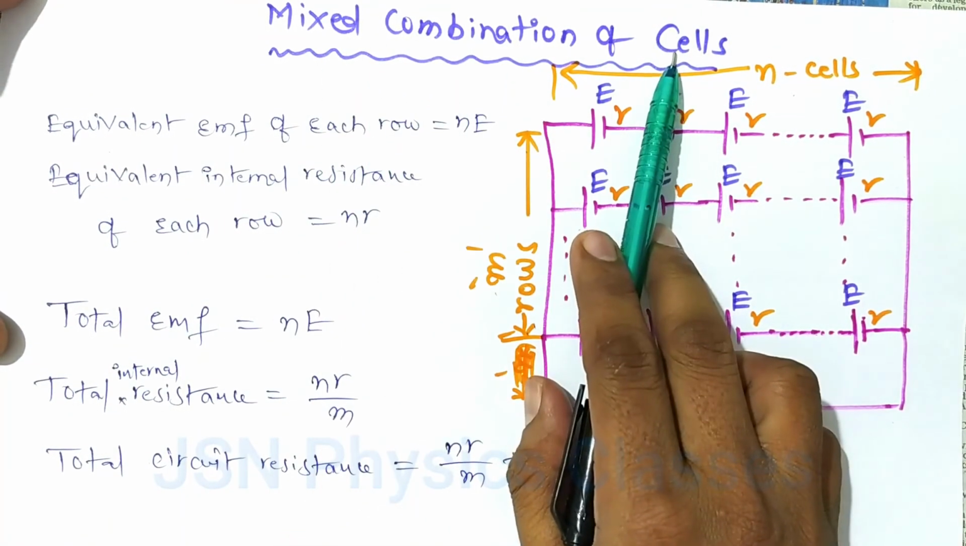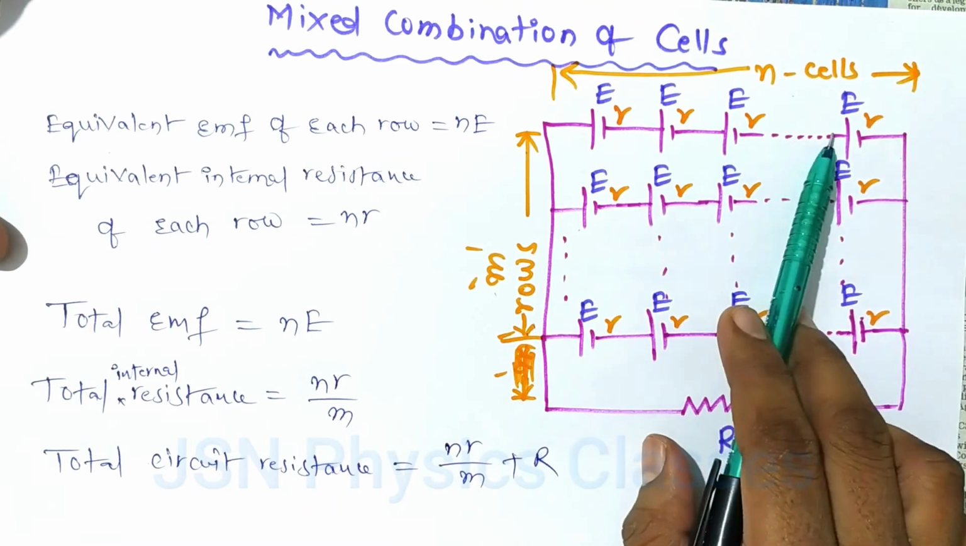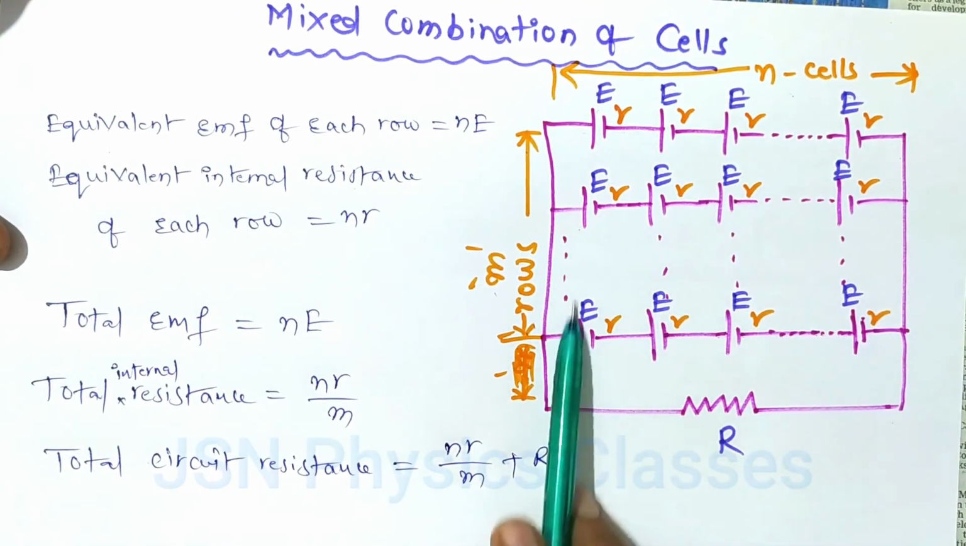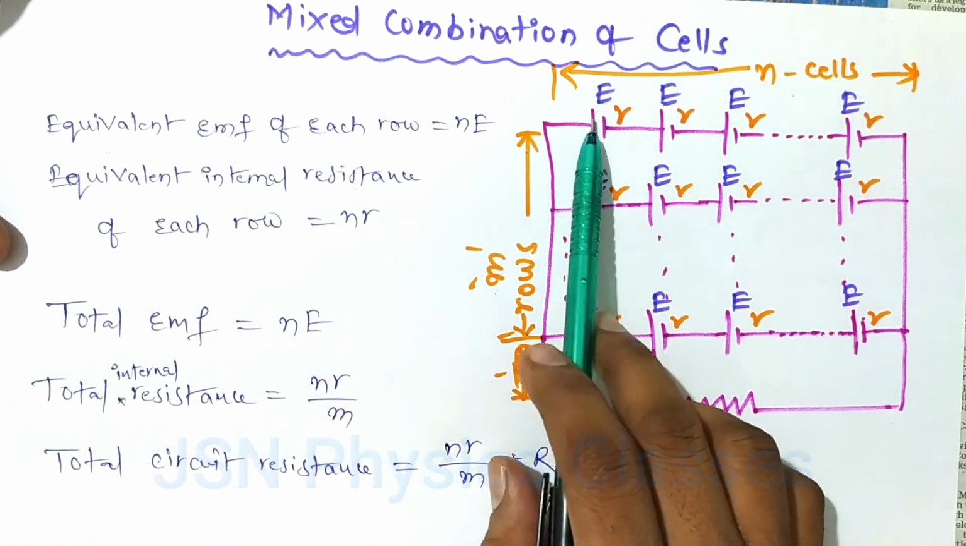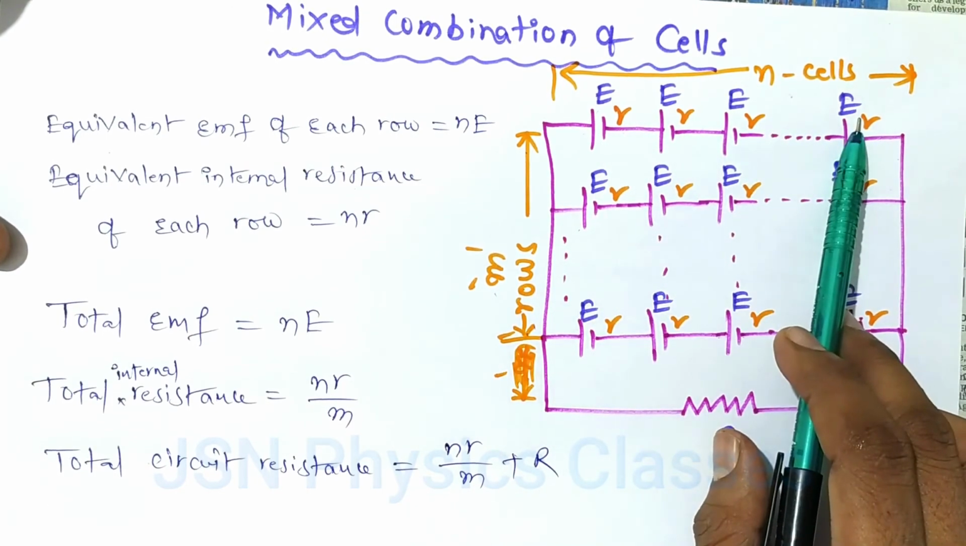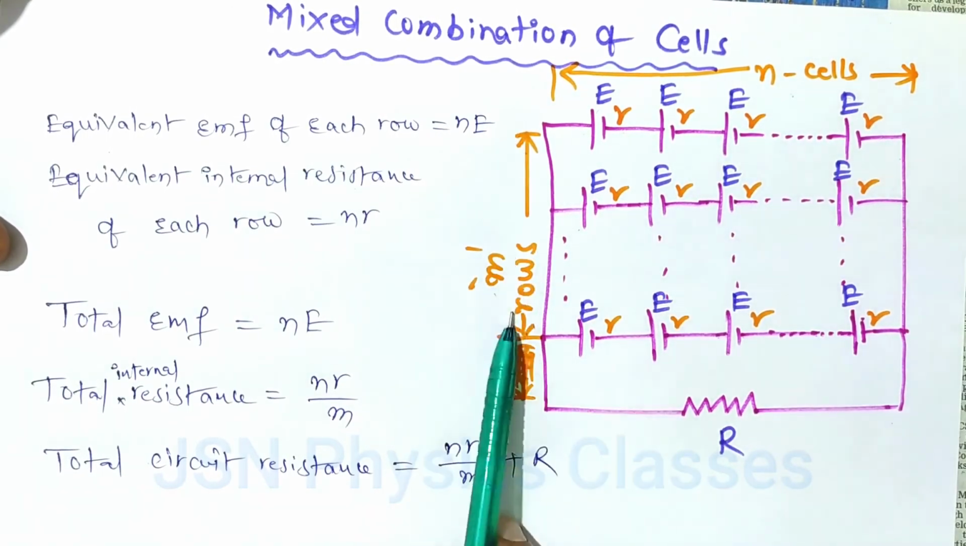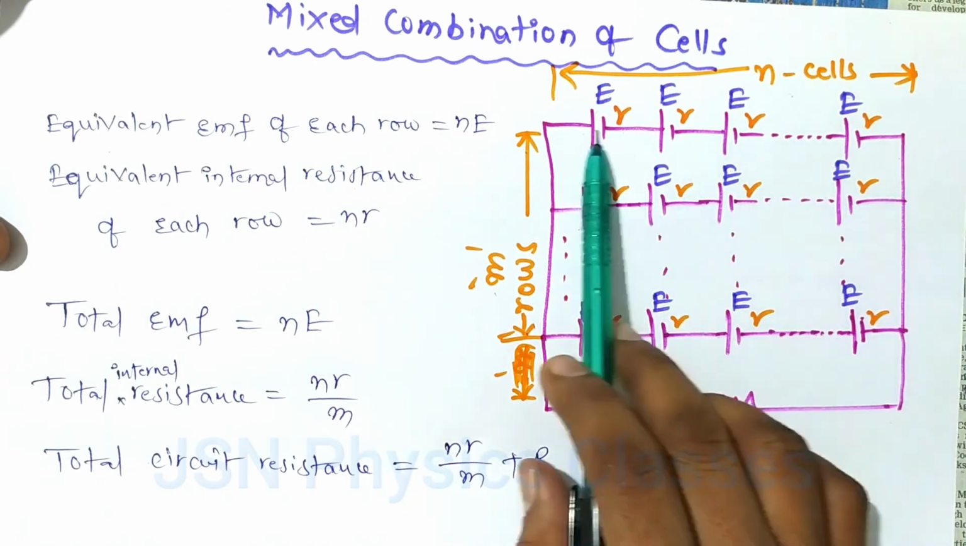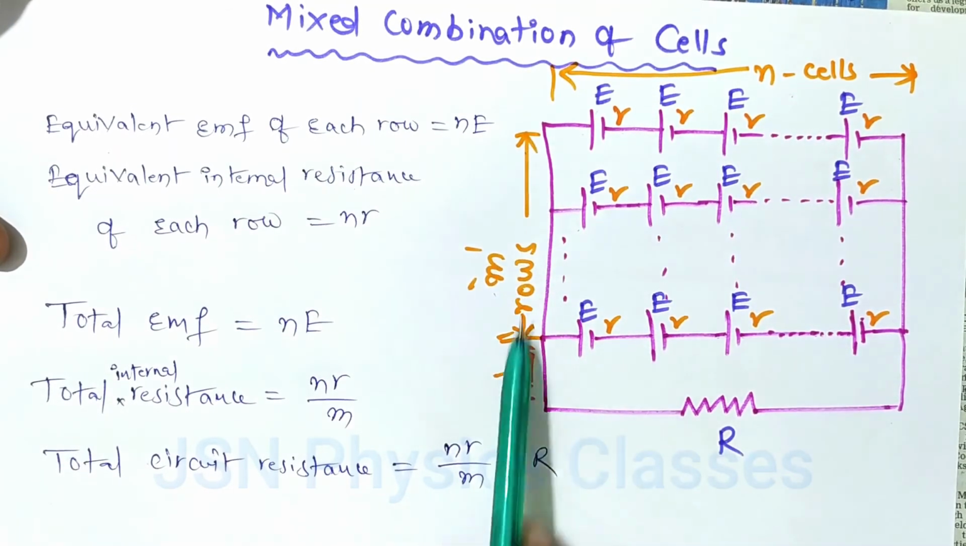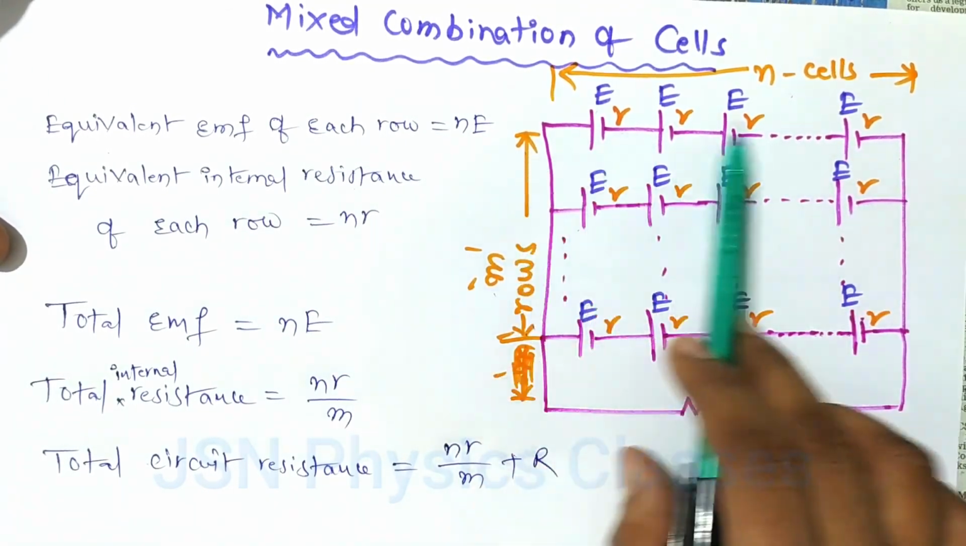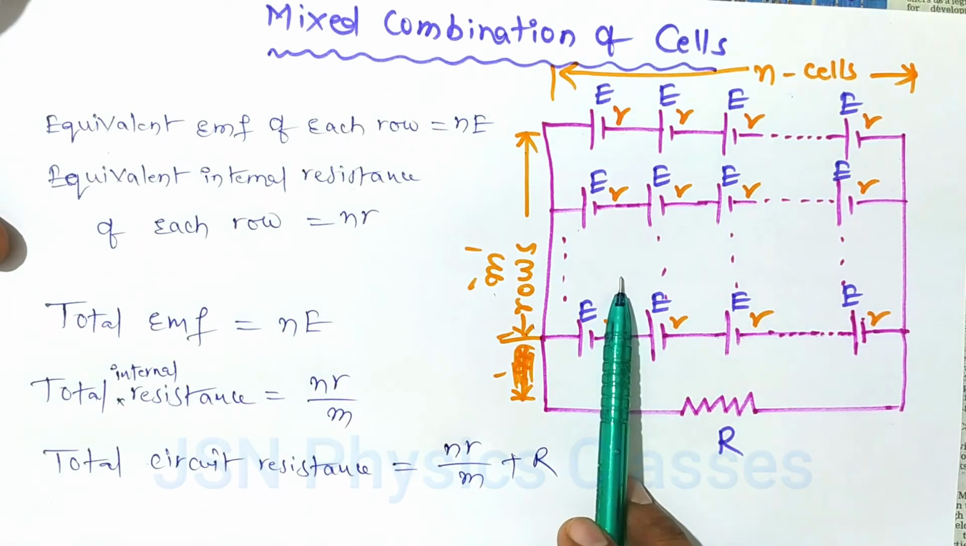So mixed combinations of cells. Some cells are in series and some cells are in parallel. That means n number of cells in series and m number of rows are there. అంటే n number of cells ఎన్నైతే ఉన్నాయో ఇవన్నీ కూడా m number of rows లో ఇలాగా కనెక్ట్ చేయబడింది. సో దిస్ ఇస్ a mixed combination, parallel and series combination.